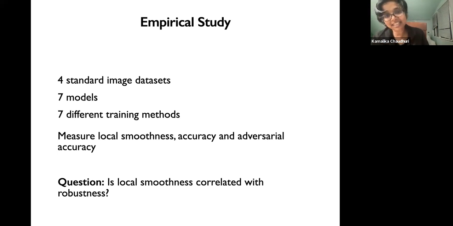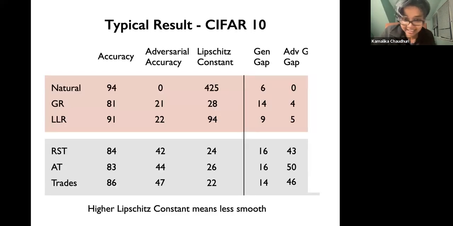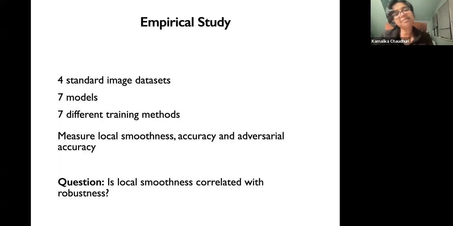So that fact remained the same. We saw the same trend, but of course, the actual numbers changed. Okay, excellent question. Yeah, 4 standard image data sets. We looked at 7 models, 7 different training methods.